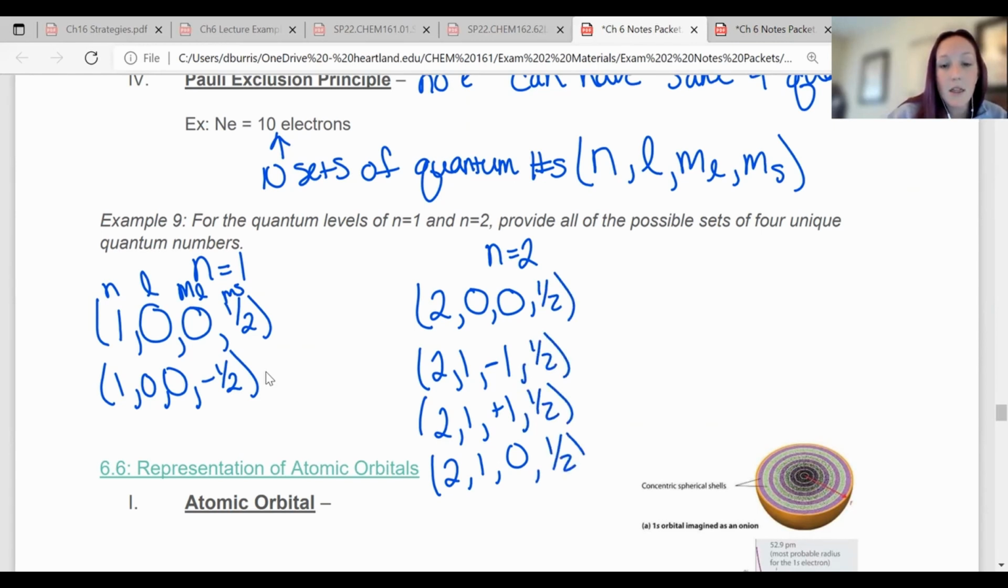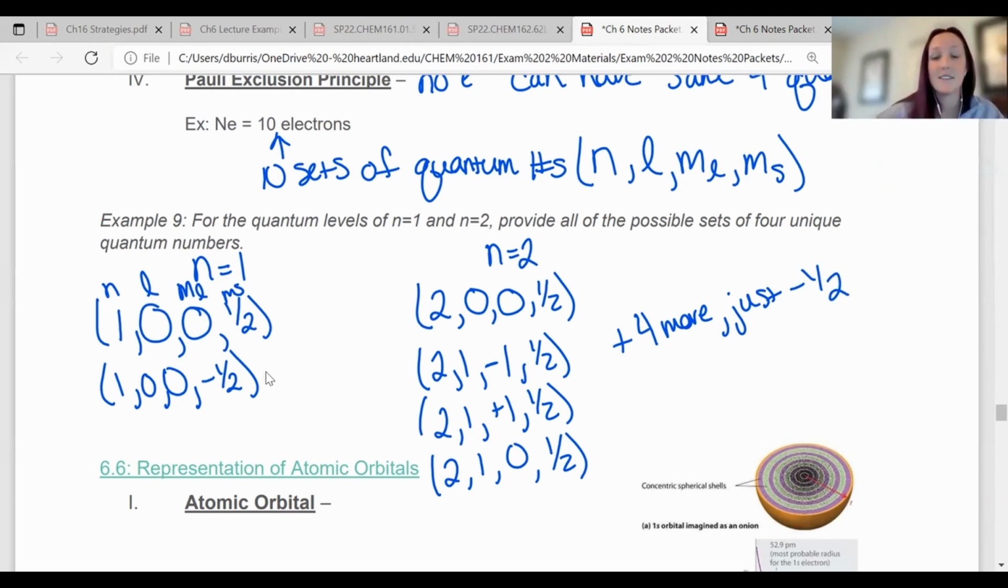And then they can also be -1/2. So essentially, I can have 4 more quantum numbers, all the same. It's just the last one is going to be -1/2. So I'm not going to write them all out. So plus 4 more, just -1/2. So energy level 2 has 8 total possible quantum numbers.